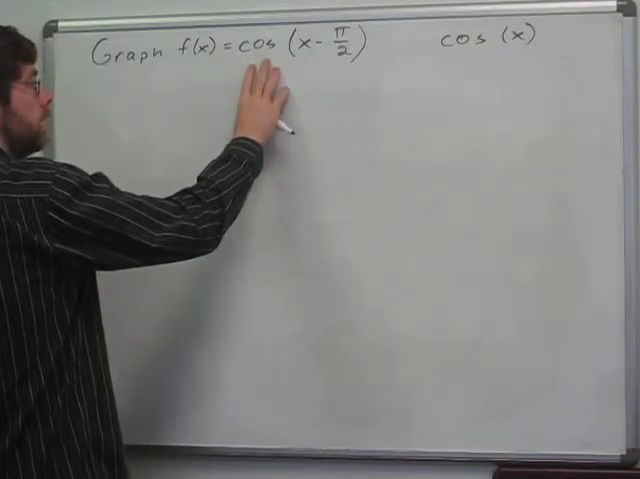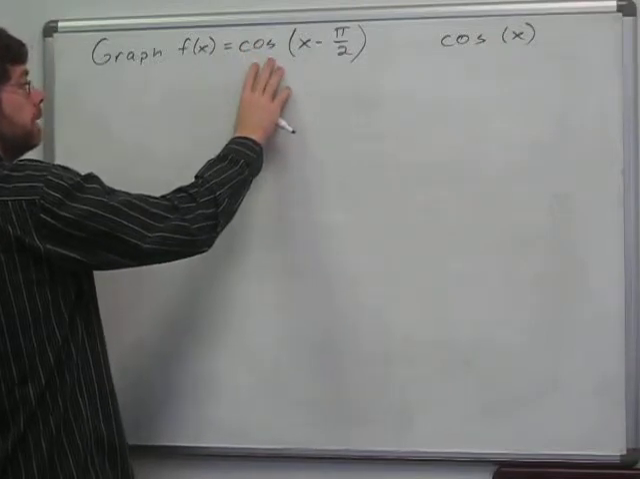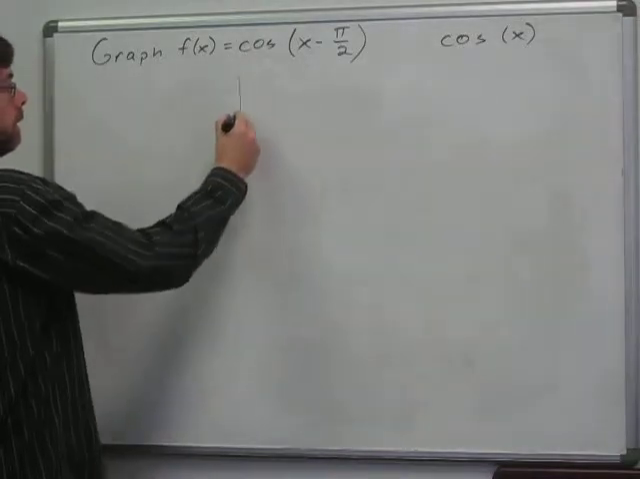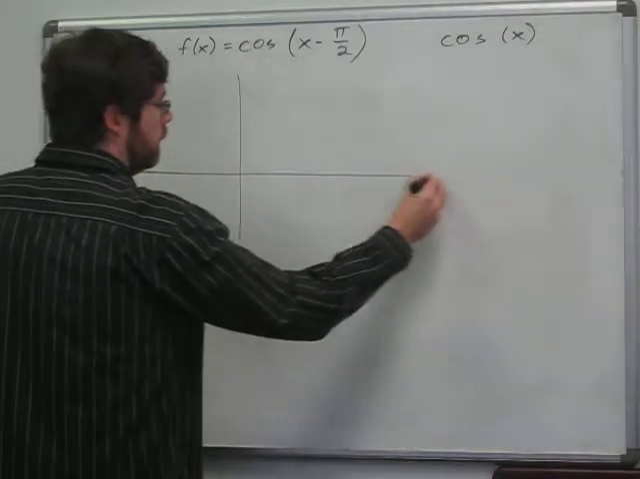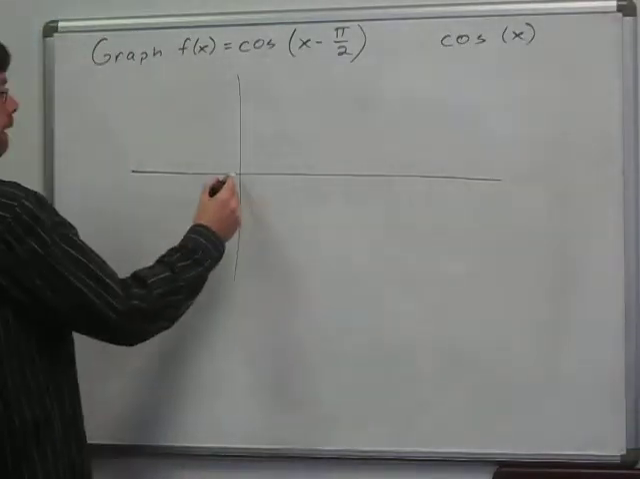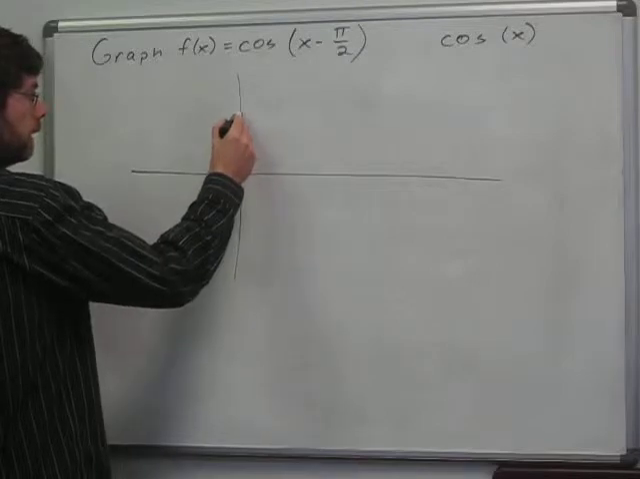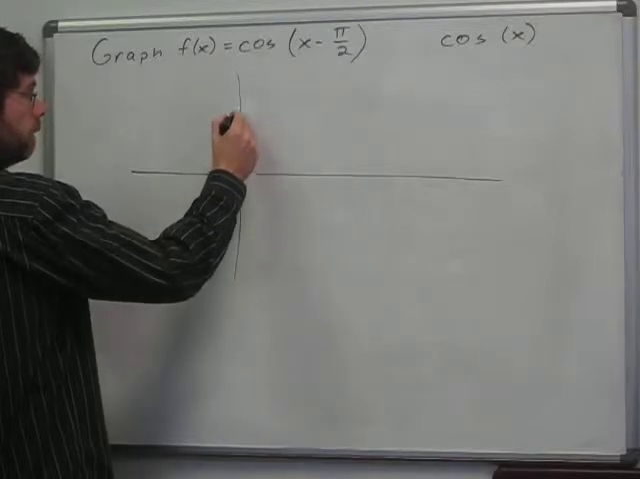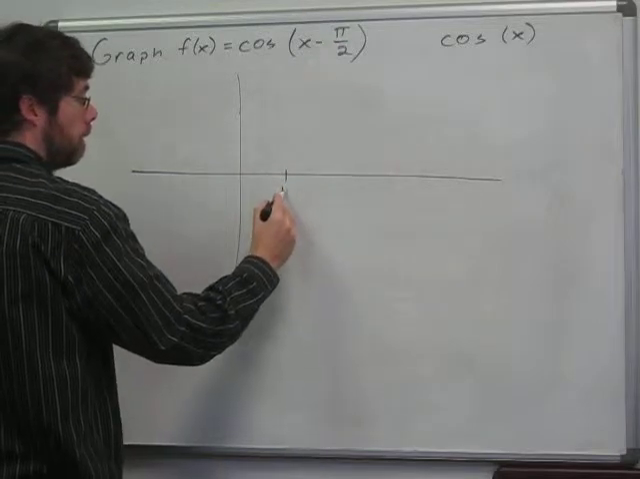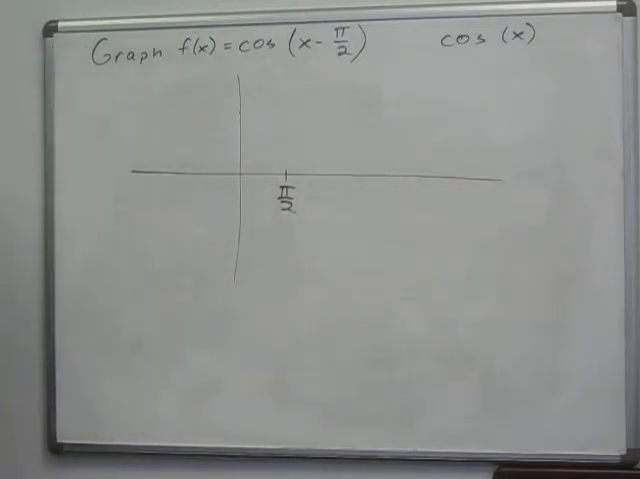We haven't changed the period at all. We haven't changed the amplitude at all. All we've done is shifted to the right, I'm sorry, not 2 units, but pi over 2 units, right? So to graph the function, before I would think about starting at 0, 1, but now since I've shifted to the right pi over 2 units, my first cycle is going to start at pi over 2.